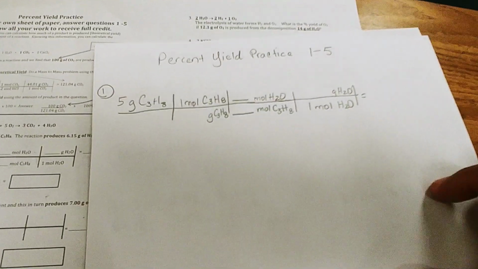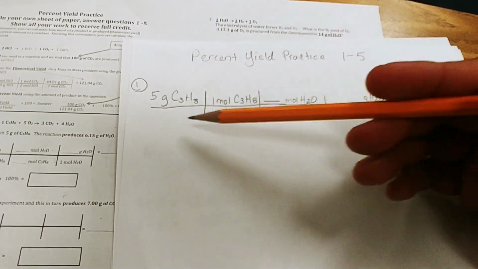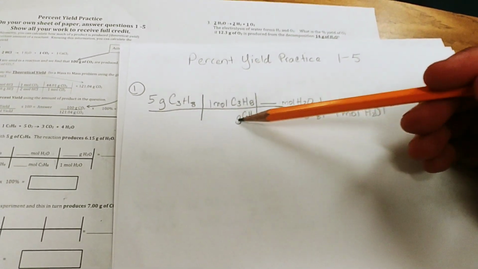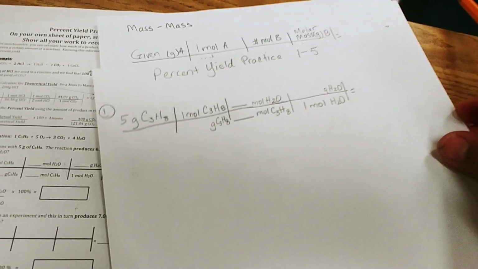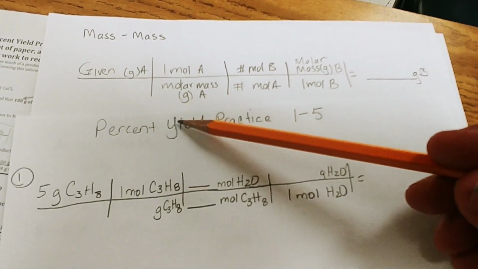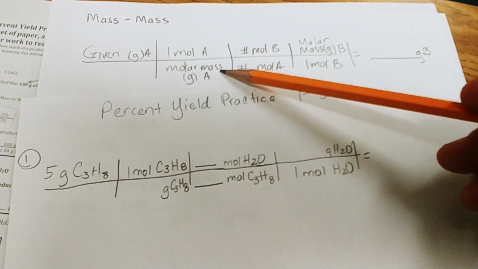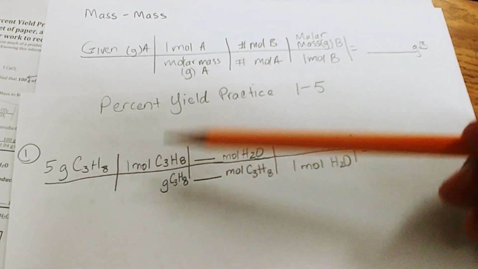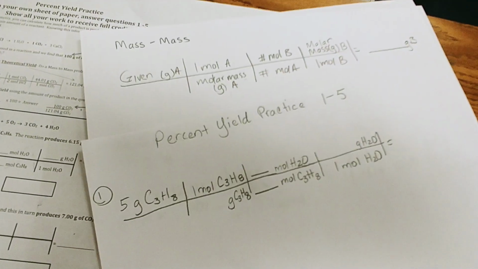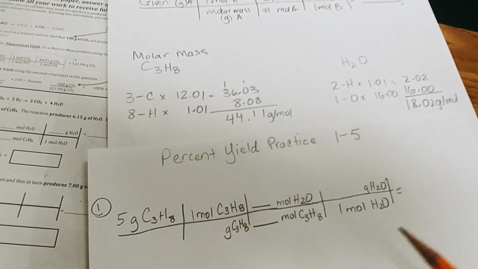Alright, so on the first problem, this is a setup that you have, which I expect you to absolutely write the entire thing. This is a mass-to-mass problem, so if you look back at your foldable, keep in mind that you have this, which is your setup, and it says 1 mole of A over molar mass grams of A. So we've got to get the molar mass of C3H8. If you recall, okay, here's your molar mass of C3H8.